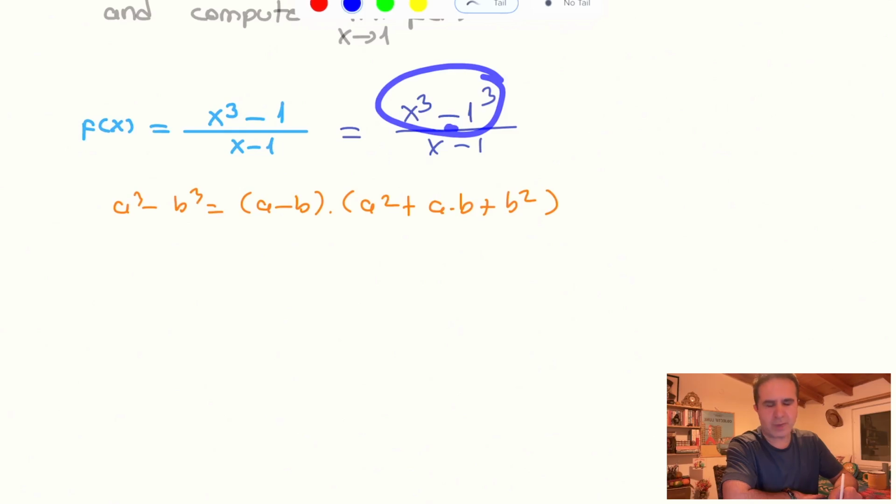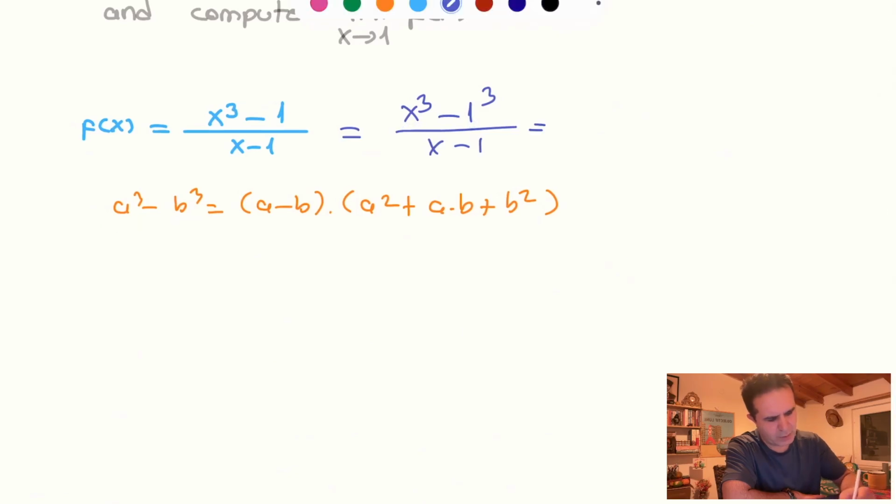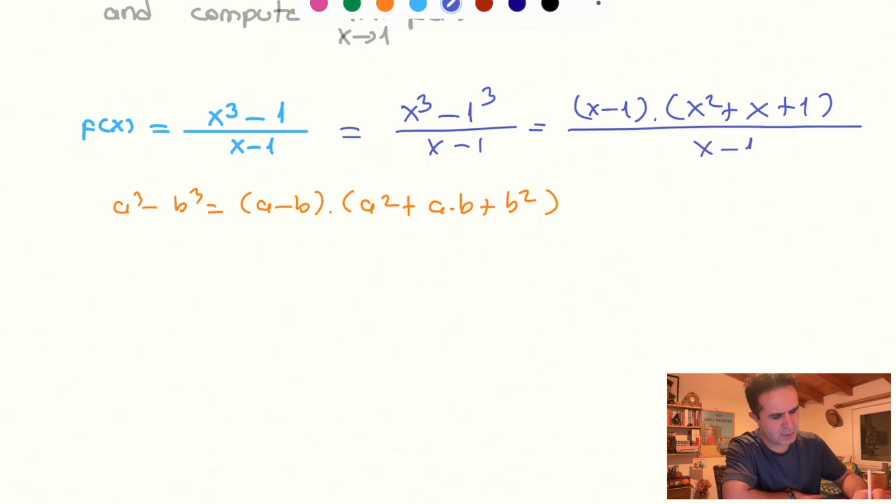Here we have x cubed minus 1 cubed. Here x is equal to a and 1 is equal to b. Then x cubed minus 1 cubed is equal to x minus 1 times x squared plus x times 1 plus 1, divided by x minus 1.